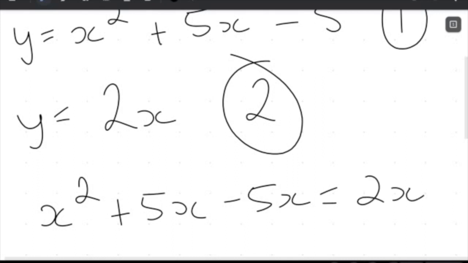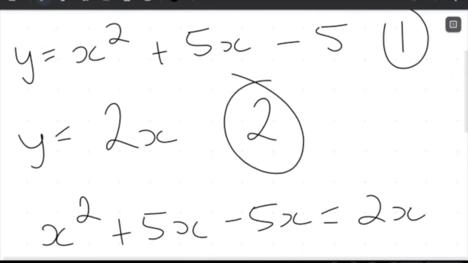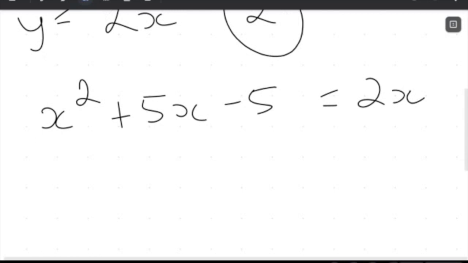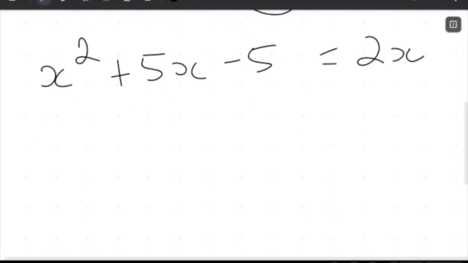Okay. So this is our, whoops, that's meant to be a minus 5. This is how we've laid this out. We've set the y's to be equal to each other, so therefore x squared plus 5x minus 5 is going to be equal to 2x. And now we just want to get this to standard form. So we want everything on one side with a 0 here on the right.